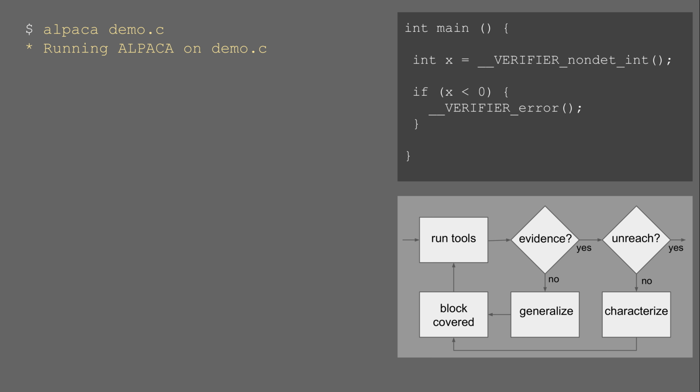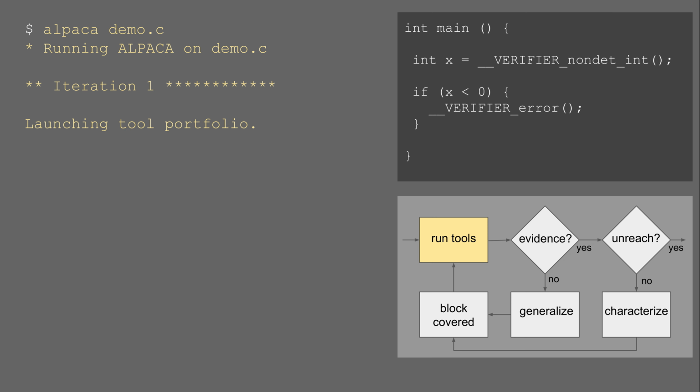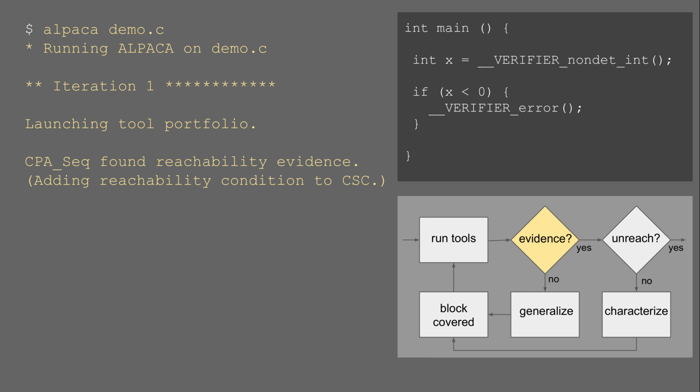Each iteration begins by running a portfolio of tools in search of a path to the verifier error statement. The tool portfolio contains 14 state-of-the-art verification tools, some employing may analyses, some employing must analyses. ALPACA checks if any of the tools found evidence confirming or denying the reachability of the error statement. CPA-sec finds evidence for a reachable path.